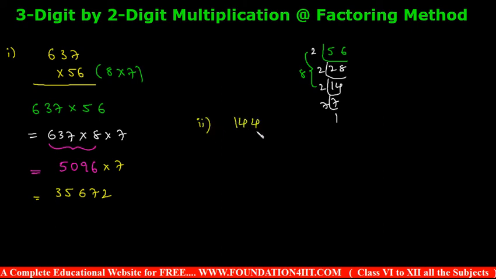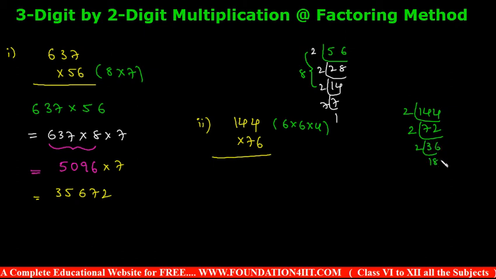Let's take 144 into 76. To multiply this, not only 76, you can take 144 also as a product of single digit numbers. Here I am taking 144 as 6 into 6 into 4. You can just apply the prime factorization concept, right? 144: now you can just guess this. 72, again 2, 36, 2 18s, 2 9s, again 3 3s, 3 1s.